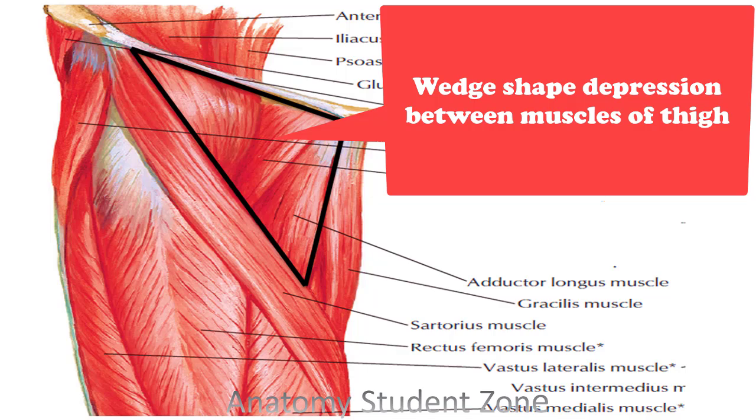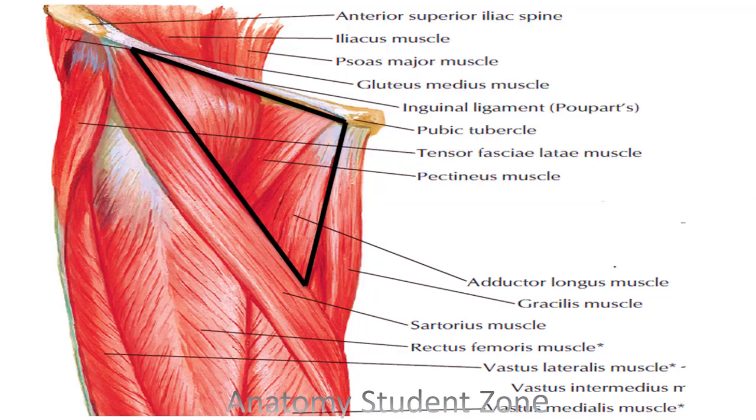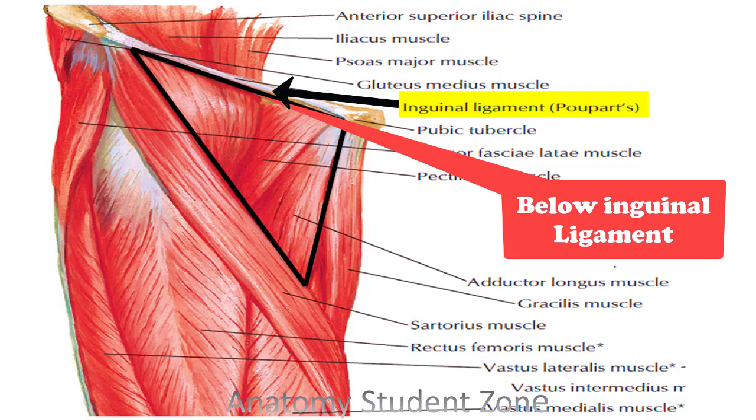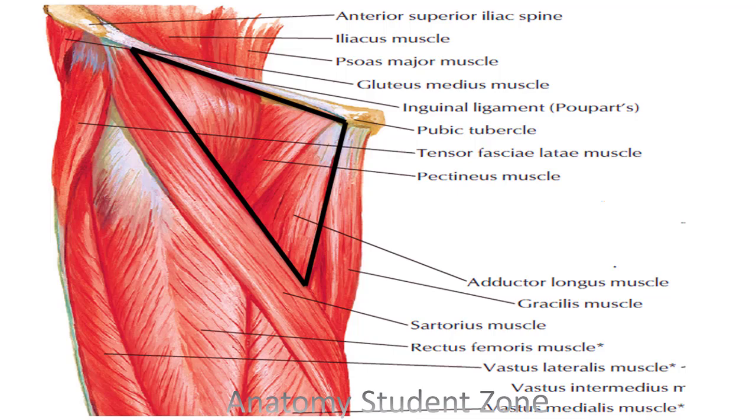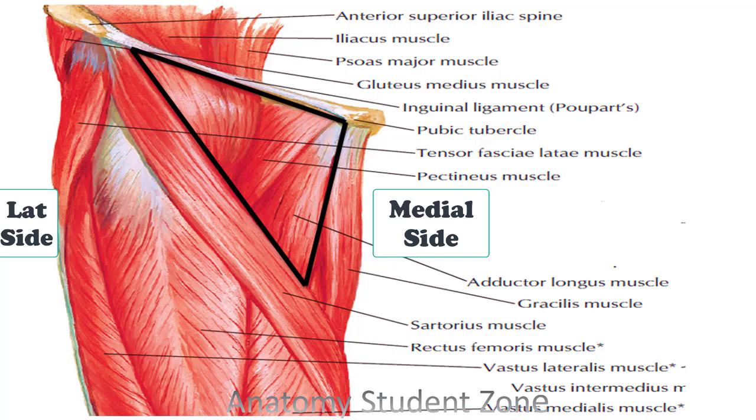This depression is located between the muscles of the thigh, and it is below the inguinal ligament. These are important points: it is below the inguinal ligament and this depression is between the muscles of the thigh. Then of course it's quite obvious its floor is going to be formed by muscles. Before I tell you the names of the muscles which form this triangle and all the other details, make clear the medial and the lateral side of this image. So this is the medial side of the thigh and this is the lateral side of the thigh.